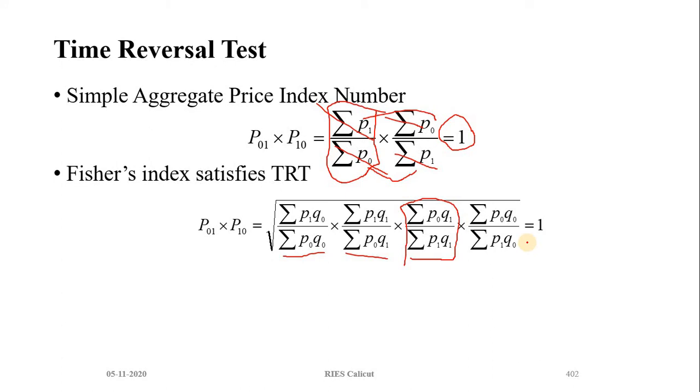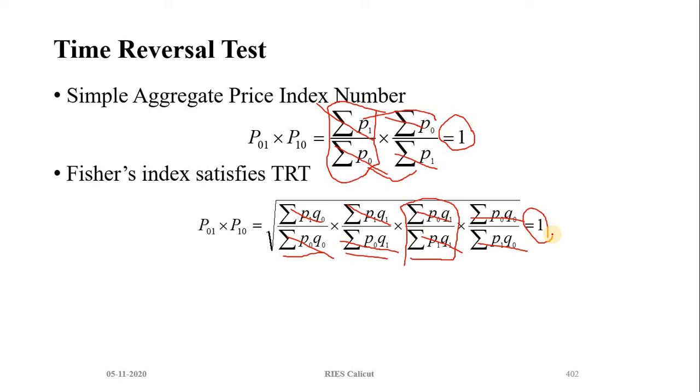So here, if you look at sigma P1 Q0, this will be cancelled out. Then sigma P0 Q0, this will be cancelled out. Then sigma P1 Q1, this will be cancelled out. Then sigma P0 Q1, this will be cancelled out. So you will get root 1, which becomes 1.